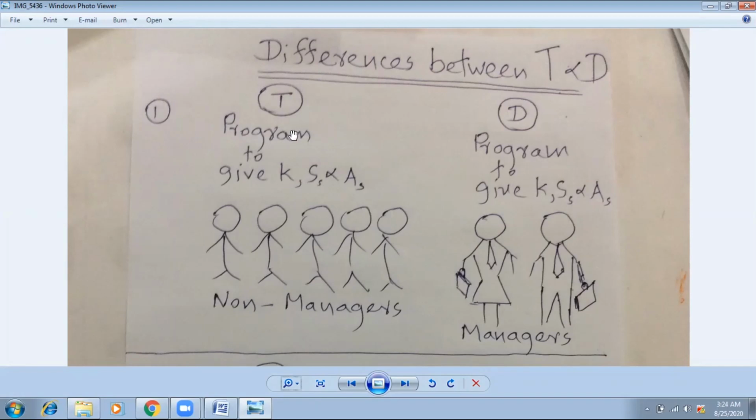So training is the program to give knowledge, skills, and attitudes to non-managers. So these are non-managers. Then these two, a female manager and a male manager, so managers. So development is the program to give knowledge, skills, and attitudes to managers. Okay, that is the first way of making the difference between training and development.